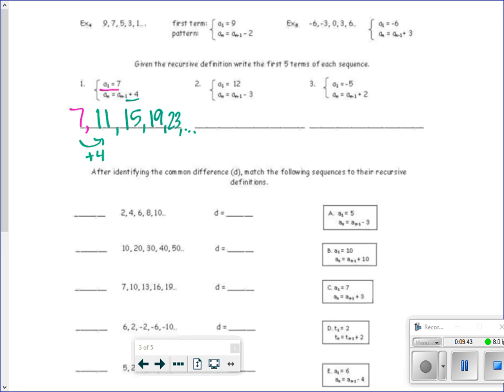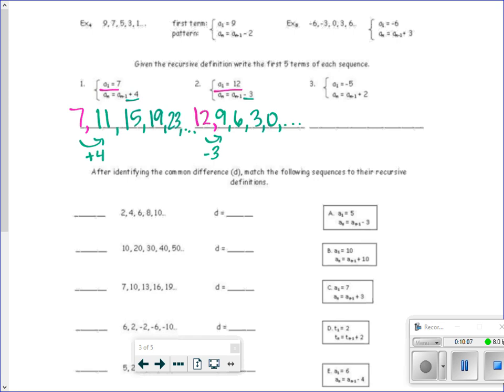Or if we look at the next one, our first term is 12. Then to get through the rest, that's what's in that second part. It's the previous term minus 3. So we're going to be subtracting 3 to move through the rest. So 9, 6, 3, 0, dot, dot, dot, to repeat that pattern.